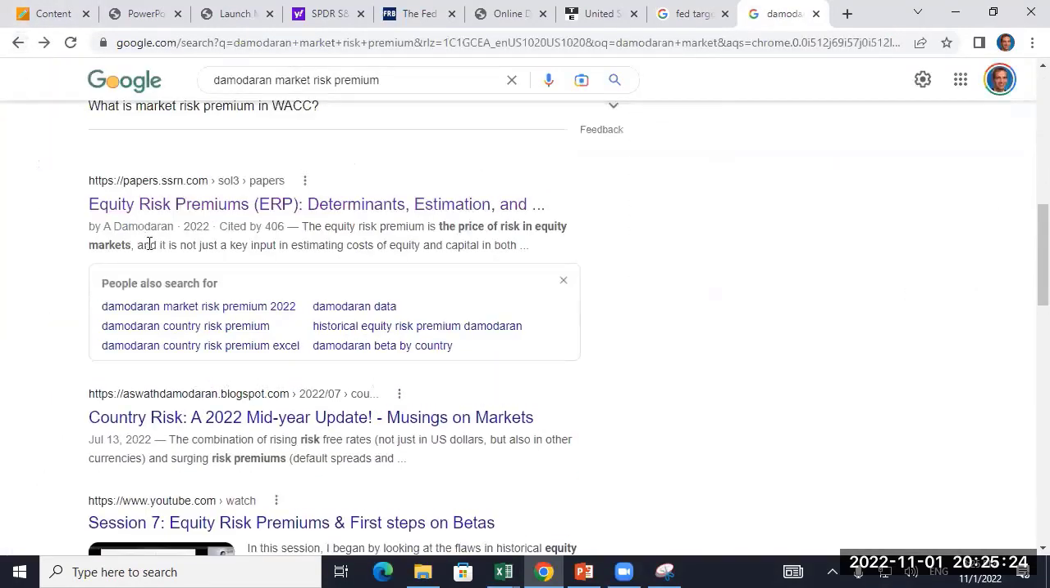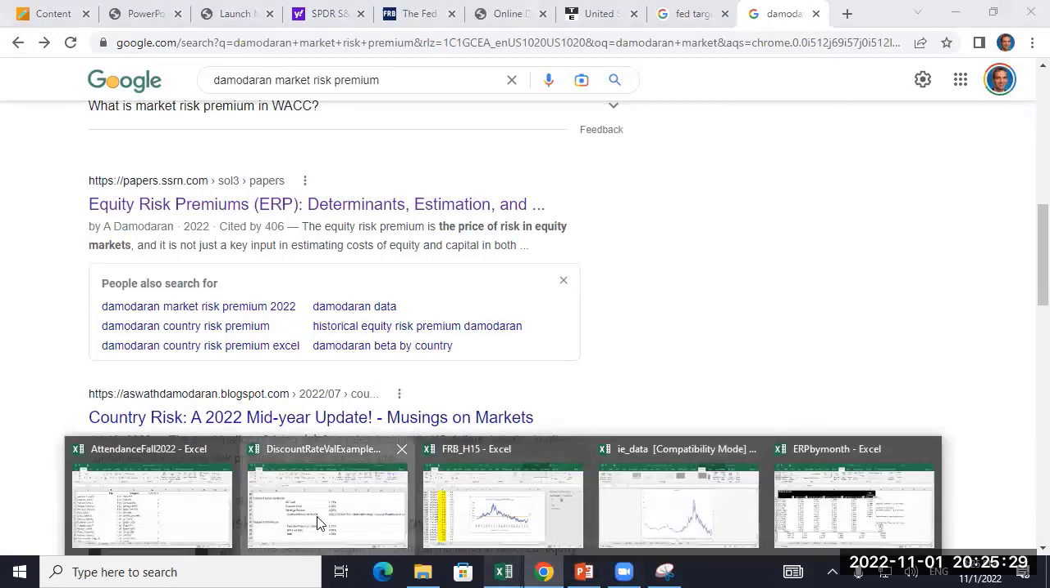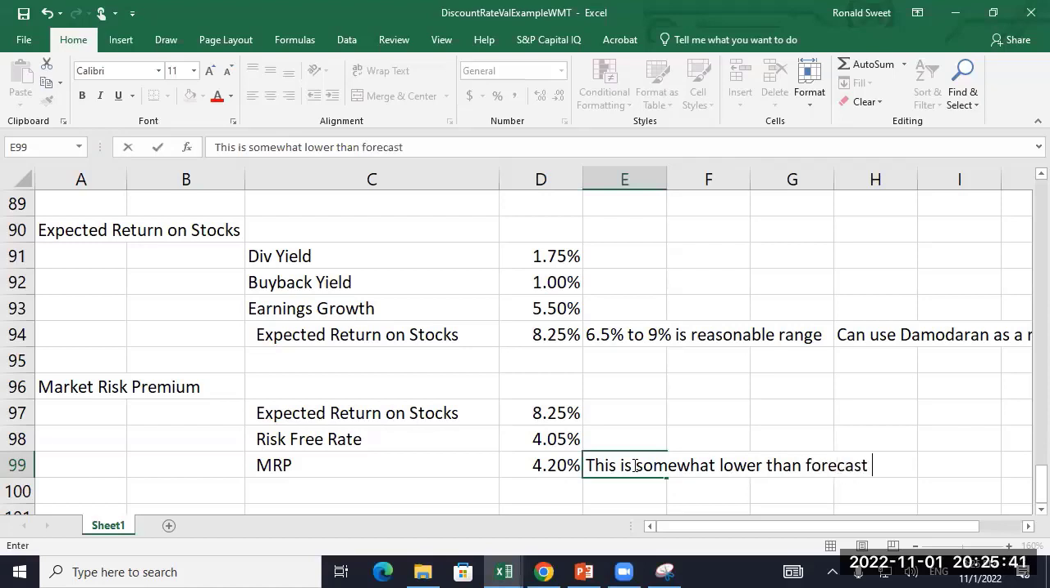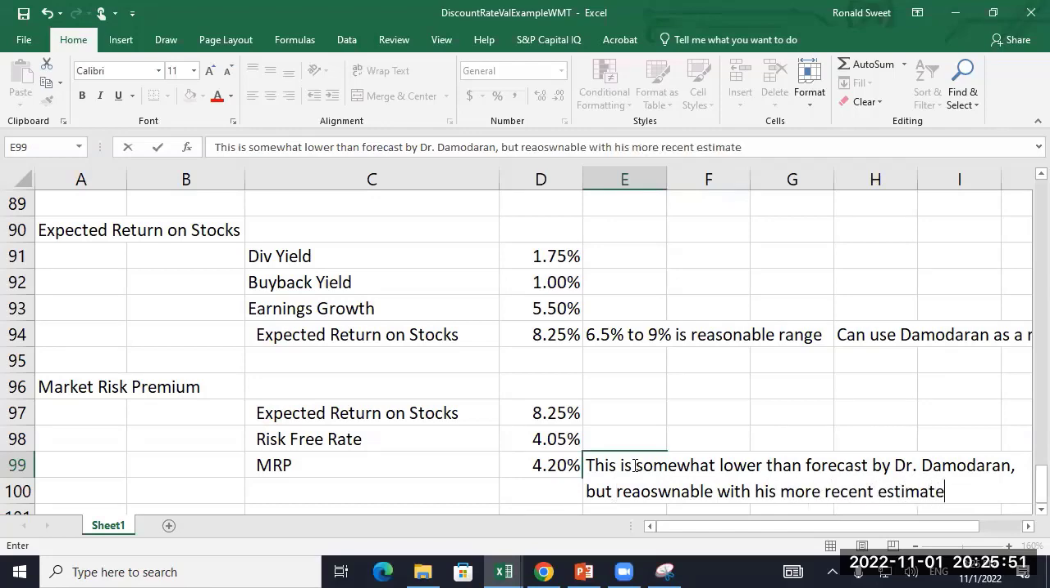Yeah, so he's a guru. You can certainly use his numbers if you want to as backup. This is somewhat lower than our forecast, Darren, but a reasonable recent estimate, something like that.